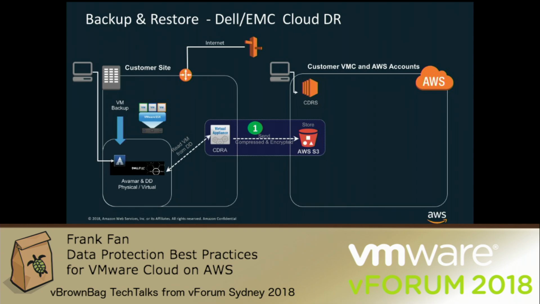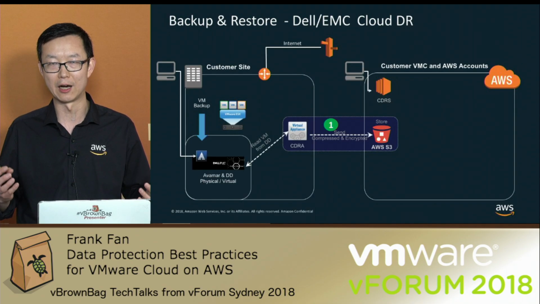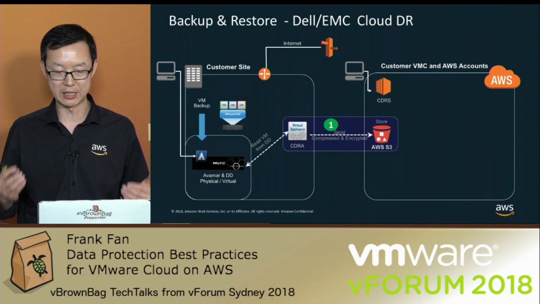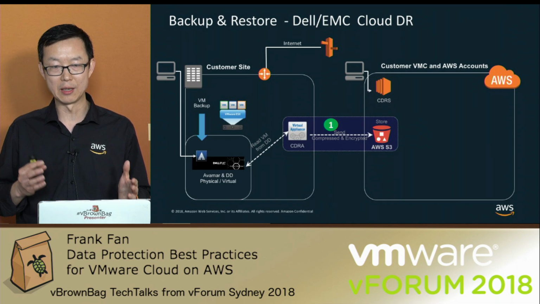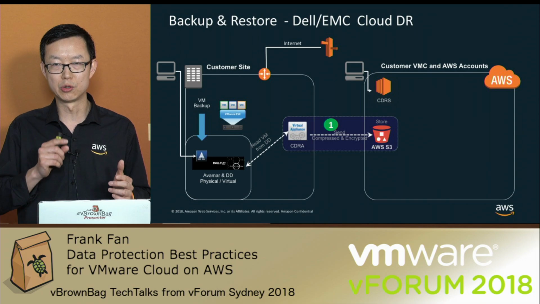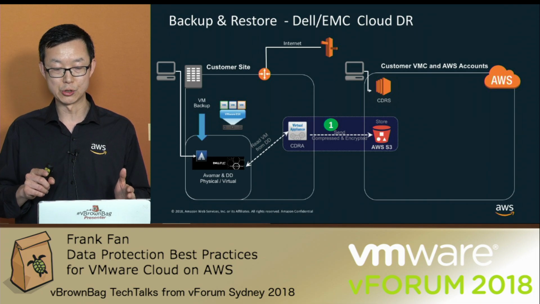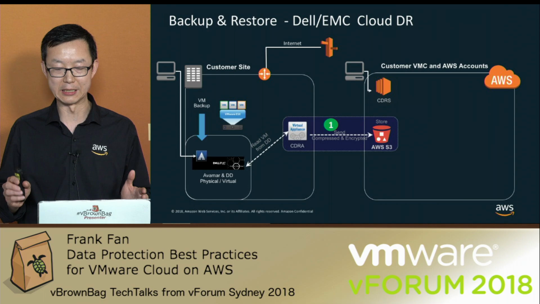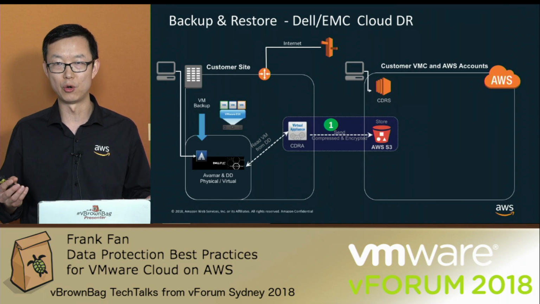Step one, you need to have data backed up. You can continue using the products you already have. Veeam, Commvault, they all support this approach. This solution is called Cloud DR, provided by Dell EMC. You leverage Dell EMC products to get your data backed up to an S3 bucket directly. That's step one.